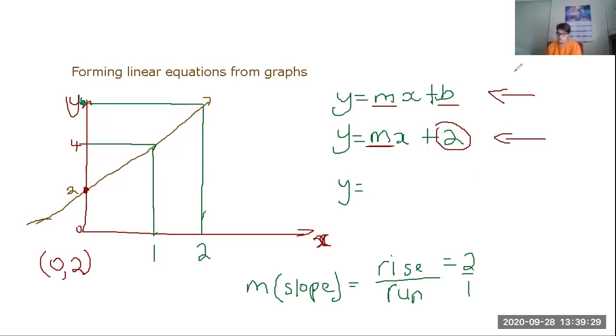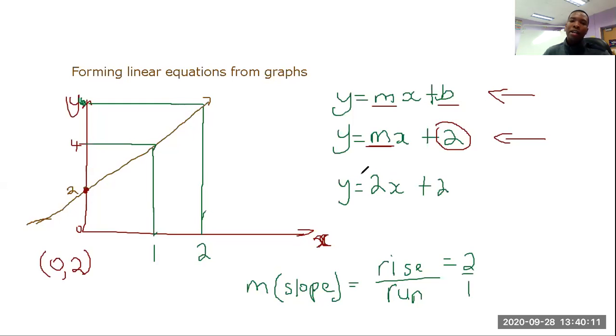Right. So someone had put it in the chat. If we look at this, 2 over 1 is the same thing as 2. Someone had said in the chat that the equation is y equals 2 over 1 x. We don't have to write 2 over 1 because anything over 1 is itself. In reality, we don't count 1 over 1, 2 over 1, 3 over 1. We just say 1, 2, 3, 4, 5, 6, and continue. So this is 2x plus 2. And my slope is positive because it goes in that direction.